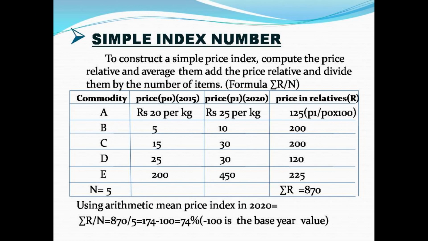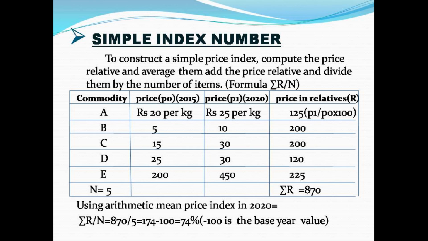To construct a simple price index, compute the price relatives and average them: add the price relatives and divide them by the number of items. The formula is sigma R divided by N. Here sigma represents total, R represents price relatives, N represents number of commodities.